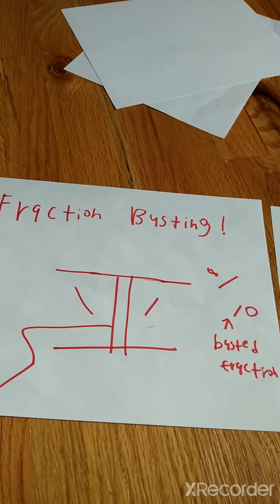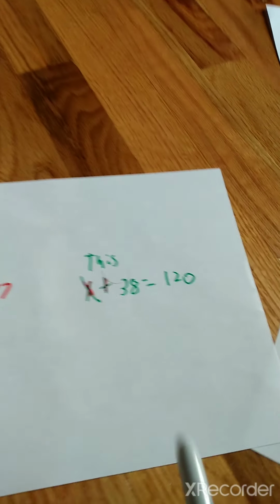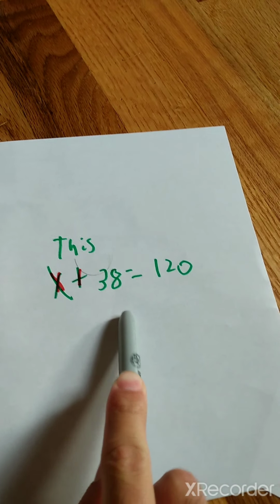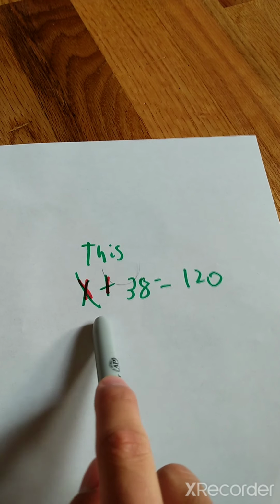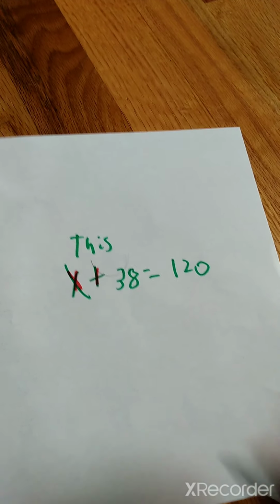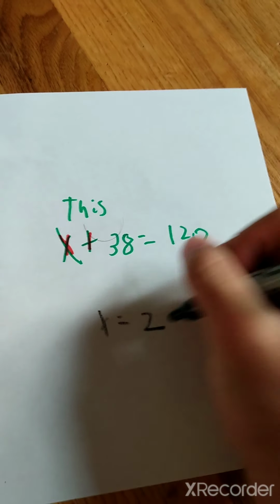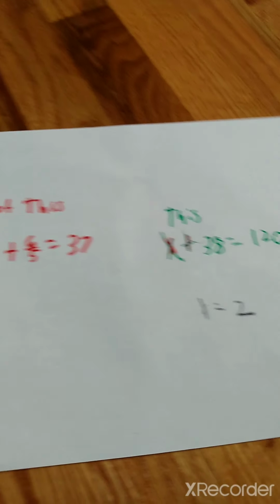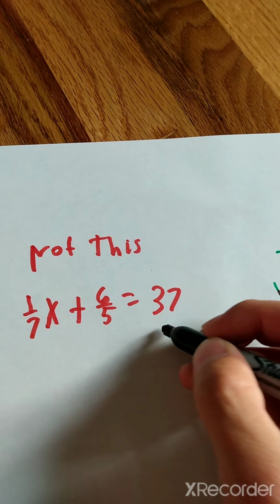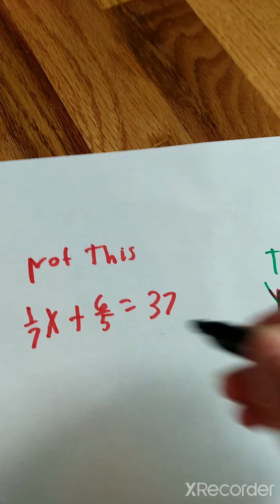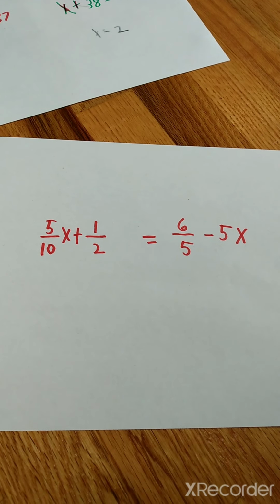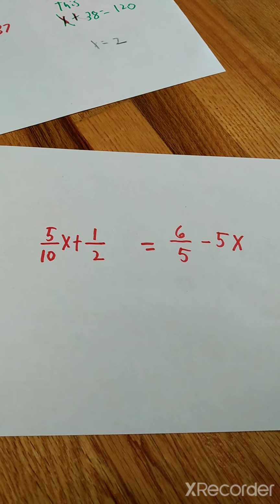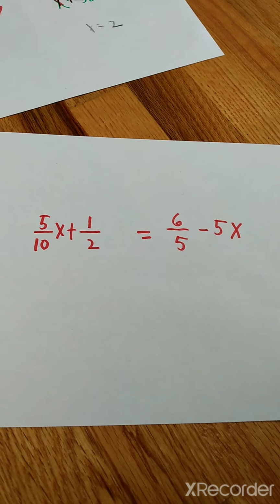When we fraction bust, we're gonna get an equation that has no fractions. This is an example of what we want, but we still want to find our answer as x equals a number, or x equals 2, for example. What we don't want is fractions. This is an example of what we don't want. So, with our example problem, 5 over 10x plus 1/2 equals 6 over 5 minus that by 5x.